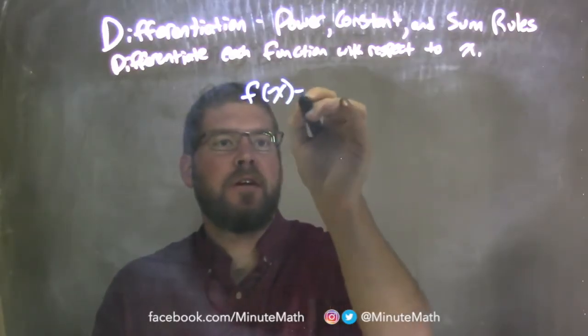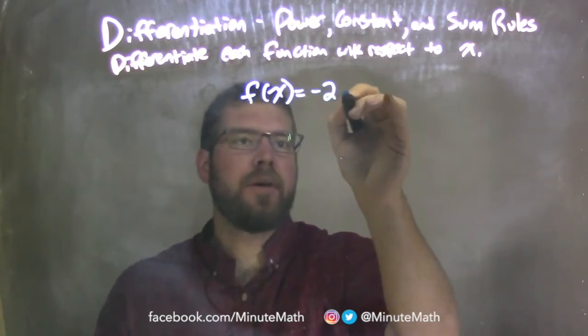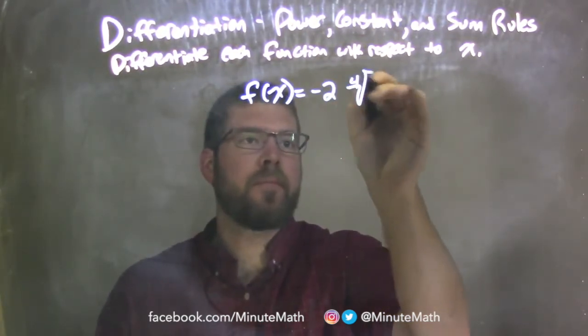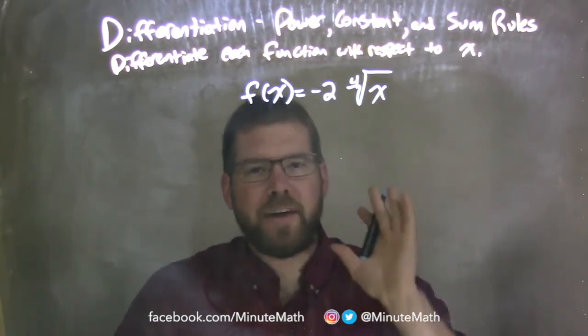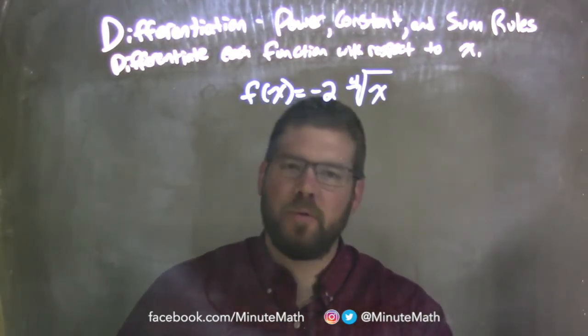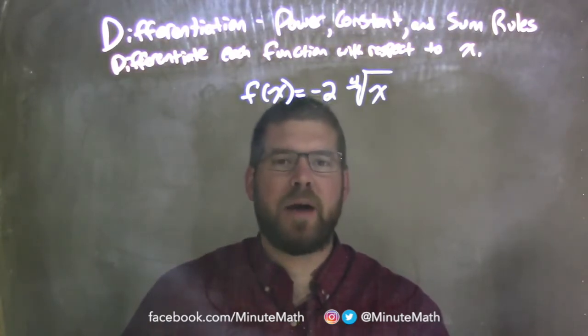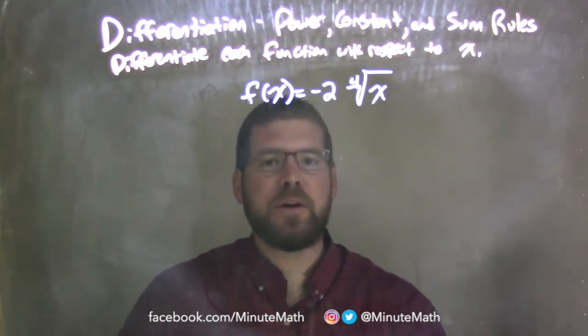f of x is equal to negative 2 times the 4th root of x. To derive, I really don't like seeing square roots, 4th roots, cube roots, etc. Anything with a radical. Don't like it. I prefer to see them as fractions.